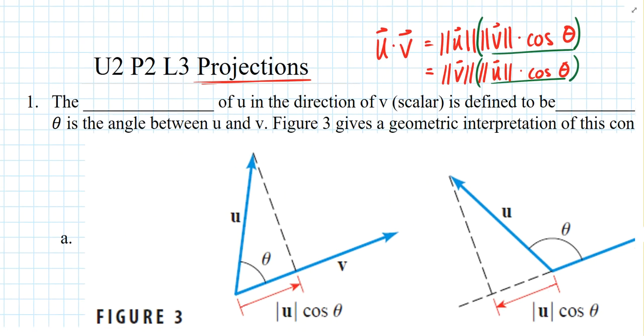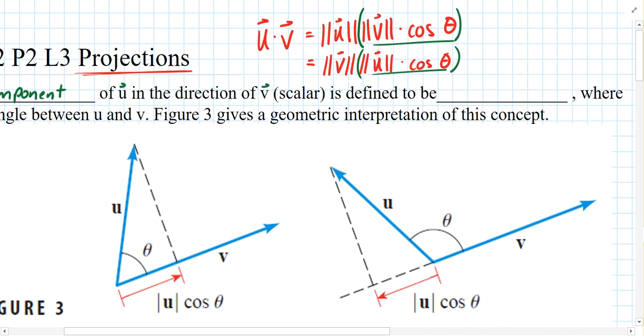So verbally, we would say the component, that should sound familiar to you, the component of vector u in the direction of vector v is defined to be the magnitude of u times cosine of theta. And similarly, we could say the component of v in the direction of u is defined to be the magnitude of v times cosine theta.